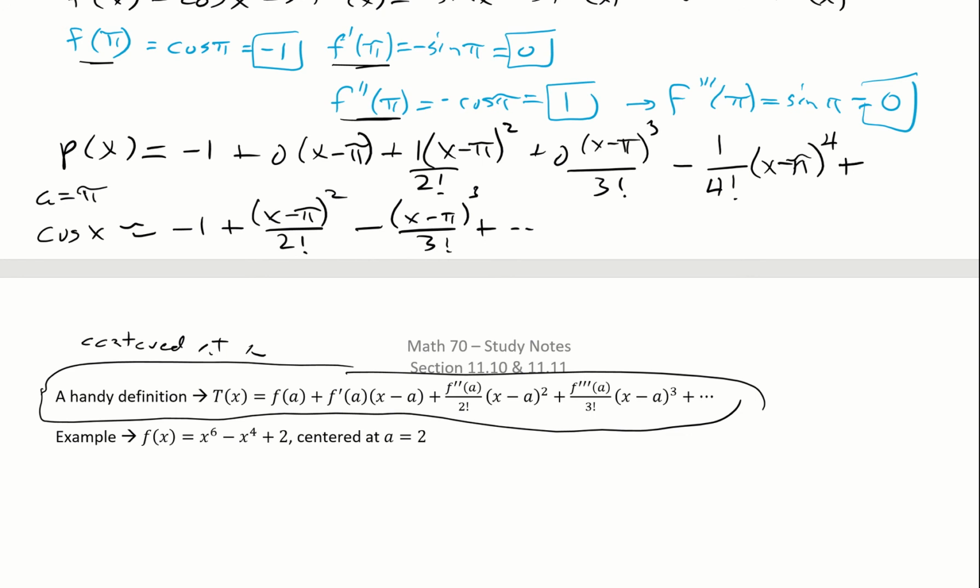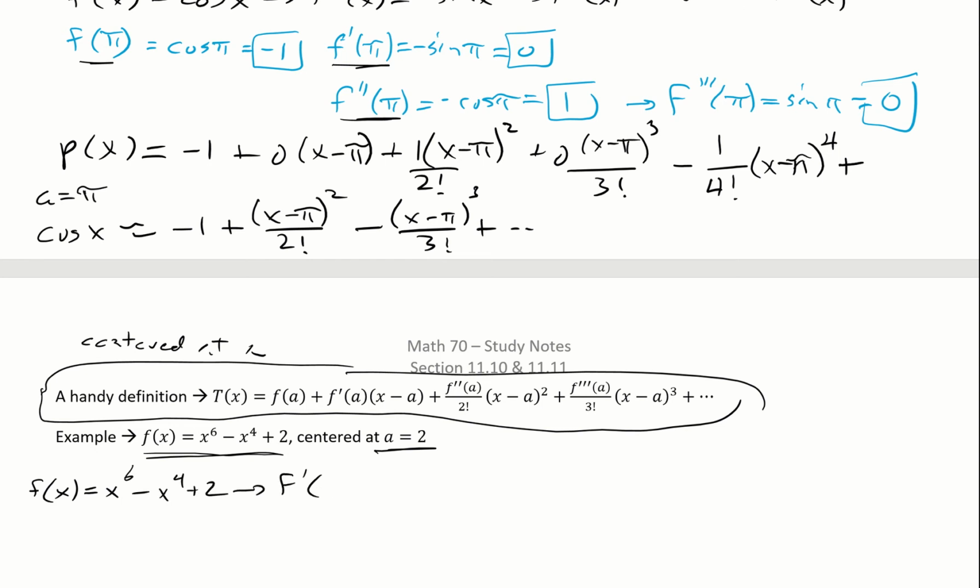It's a straightforward polynomial this time. f of x is x to the 6th minus x to the 4th plus 2. We want it centered at 2. Okay? My process is this. I'm ready to go. First, I'll find the derivatives. I've got f of x is this guy.